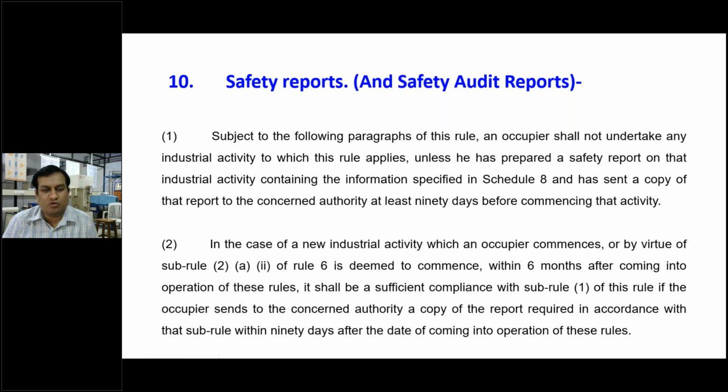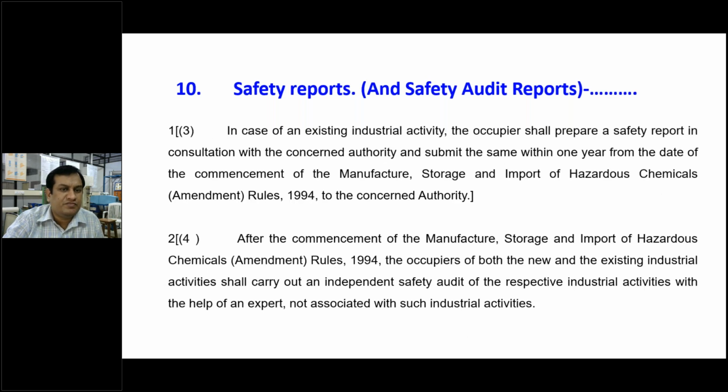So you have to submit this detailed report, and a copy of this report is also sent to the other concerned authorities. So within 90 days that should be completed. Safety report making with reference to Schedule 8 is essential. Then in case of any existing industrial activity, the occupier shall prepare a safety report in consultation with the concerned authority and submit the same within 1 year from the date of commencement.